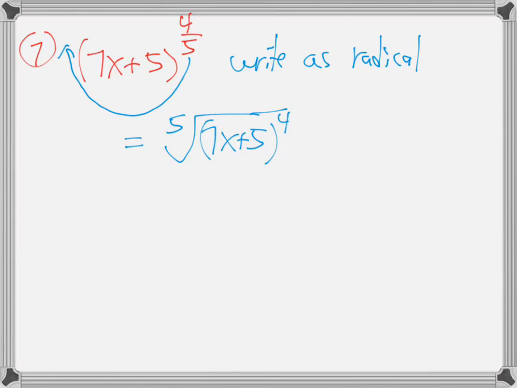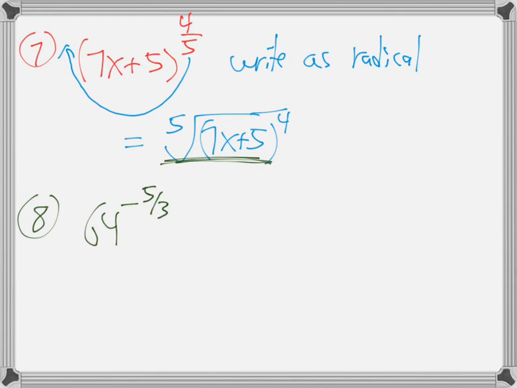Mr. Aaron, you cannot distribute the 7x plus 5? No, yeah, good question. No, it needs to stay just like that. It's because of the plus sign. Yeah, it just stays just like that. Good question.